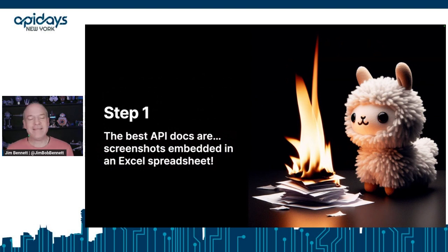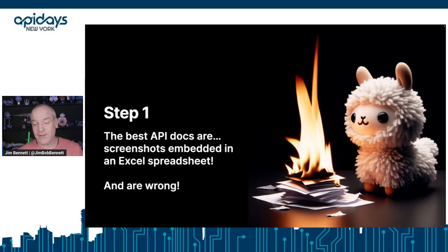screenshots embedded in an Excel spreadsheet. Oh, yes. This is the best way to document your API. Create some screenshots of your API spec, embed those screenshots in an Excel spreadsheet, and send that to the team. And obviously, they have to be wrong. Yes. Now, I've actually seen this in the wild. In fact, this is one of many examples that I'm going to talk about today that I have seen in the global financial industry. Yes, very scary.